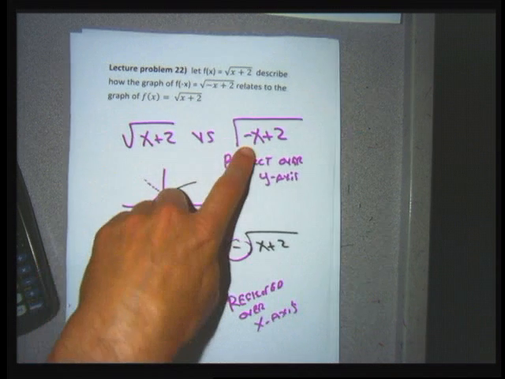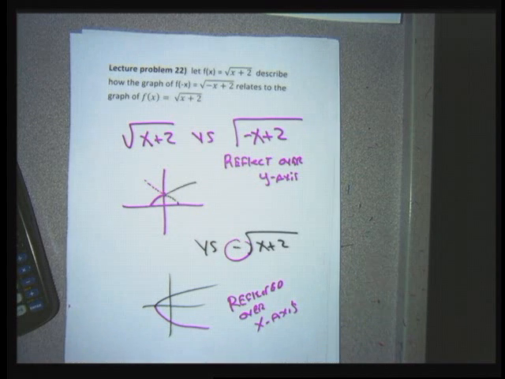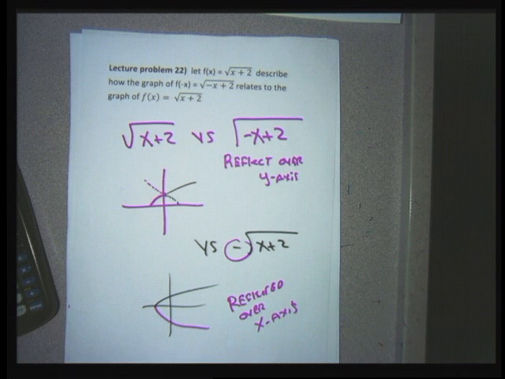Changing the x to a negative x reflects the graph over the y-axis. Usually we say multiplying an entire function by negative 1 reflects it over the x-axis, and changing the x to negative x reflects it over the y-axis. That's kind of what we generally say.